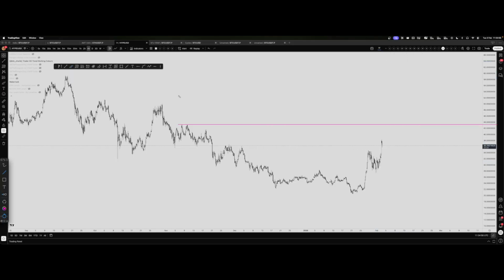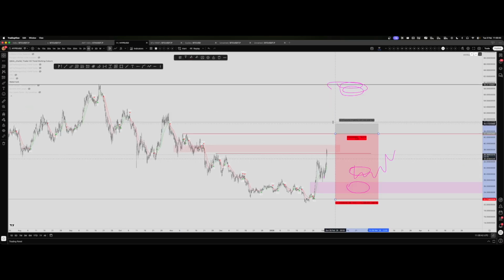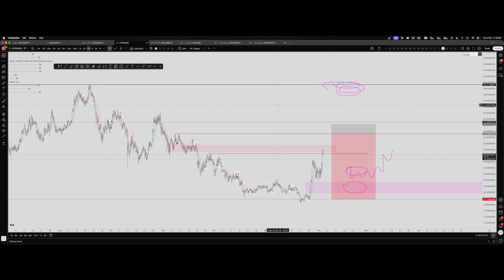Nice setup as well, though. Maybe it gets up to here into this inefficiency here. Like I said, this was a really strong demand block. Maybe it just sweeps it. Everyone's like, hey, we're going to fly. And then it drops. I would also be looking to short this, to be honest. So it looks alright.